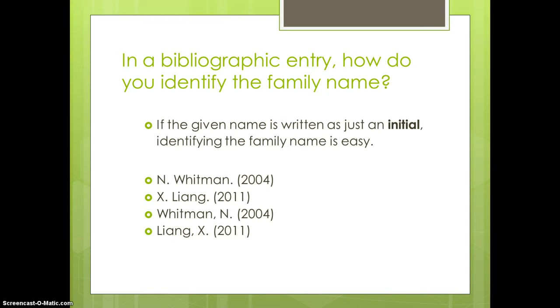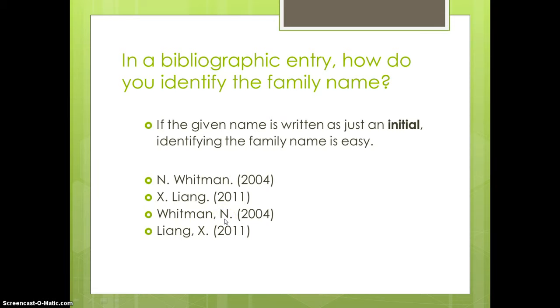Okay, so in a bibliographic entry, how do you know which name is the family name? So let's say you have several sources in your annotated bibliography, for example, and you see some names for the authors. Well, which name is the family name? In some cases it's really easy, if they put the given name just as a single initial. So, for example, here, N, the initial letter of Neil, or X, the initial of Xiaofei, and again here, N or X.